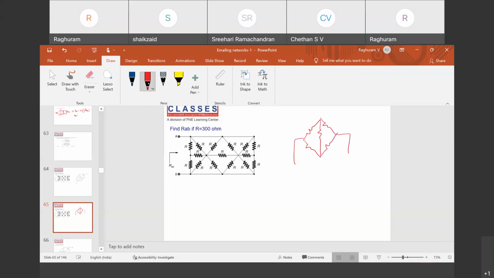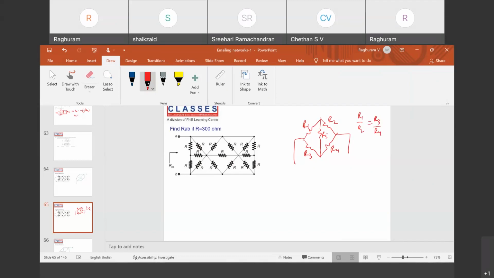So whenever you see a Wheatstone bridge, what will you do? The first thing to check for is the balanced bridge condition, right? What is the balanced bridge condition? If R1 by R2 is equal to R3 by R4, then the bridge is said to be balanced. When R1 by R2 is equal to R3 by R4, then this bridge is in balanced condition.